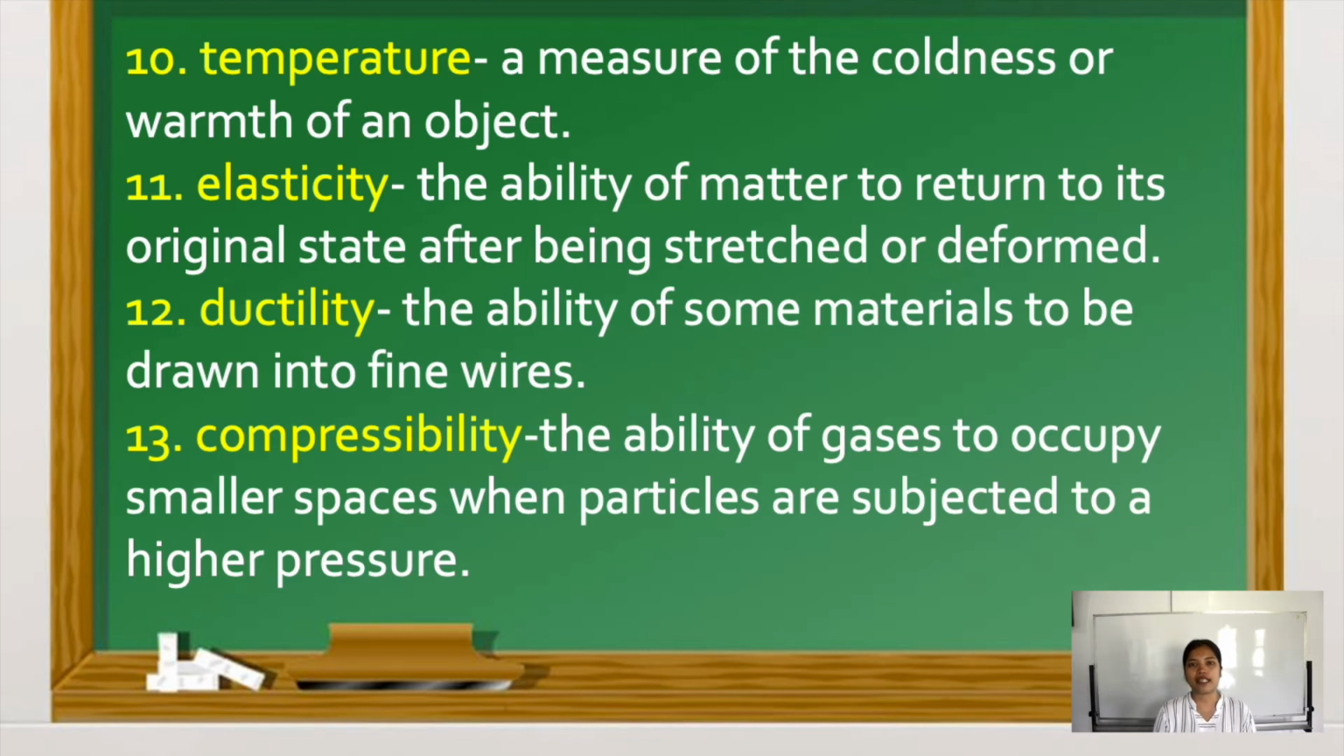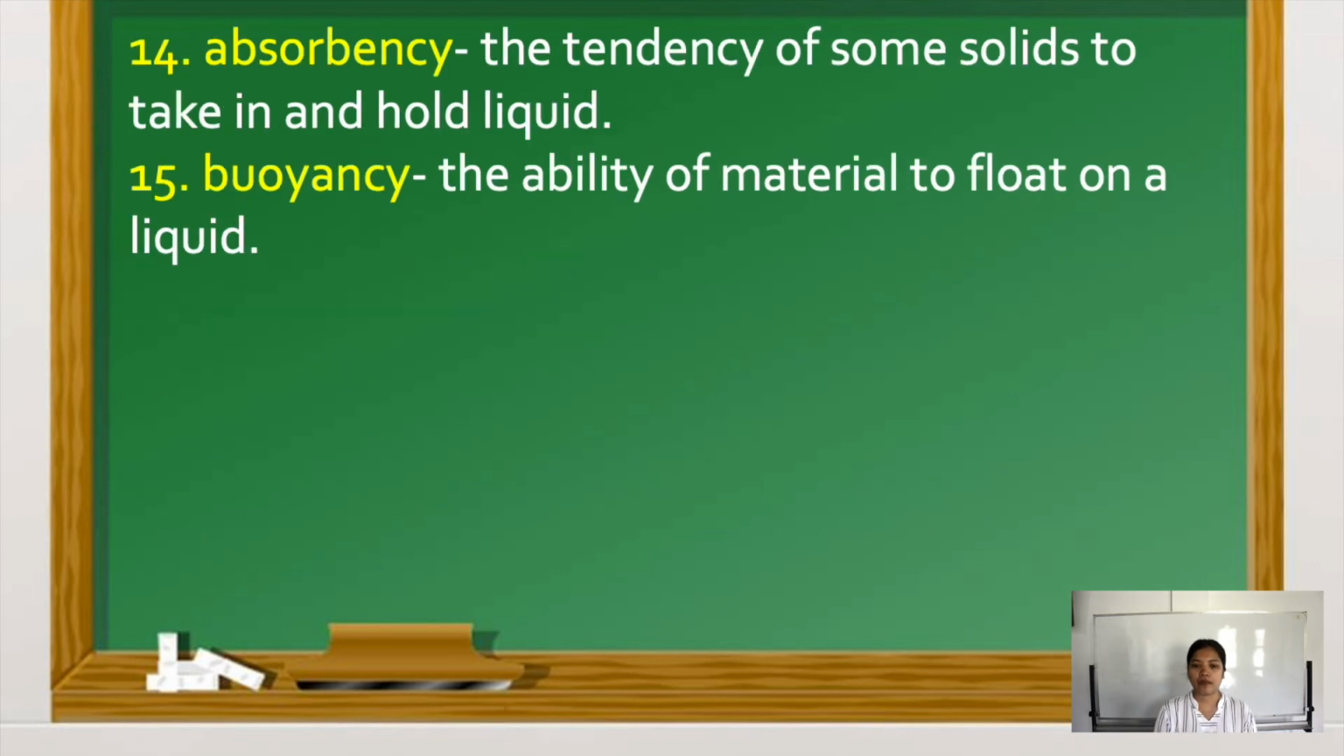Okay, next, number 12 is ductility, the ability of some materials to be drawn into fine wires. Some of this is aluminum or wires that can be found in our home to conduct electricity. Number 13 is compressibility. It is the ability of gases to occupy a smaller space when the particles are subjected to a higher pressure. Number 14 is absorbency. It is the tendency of a solid or some matter to absorb or take in liquid. An example of this is a sponge or cotton. Number 15 is buoyancy. It is the ability of a material to float on liquid.